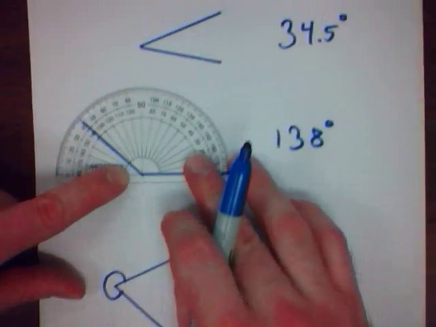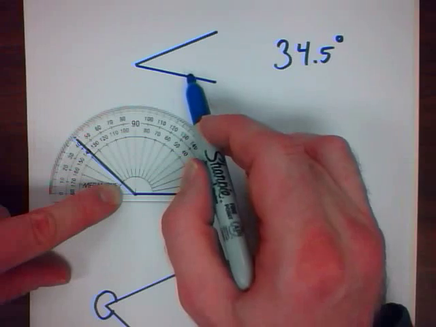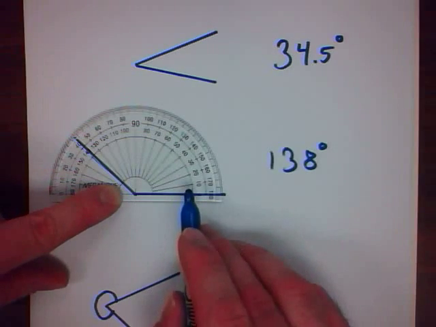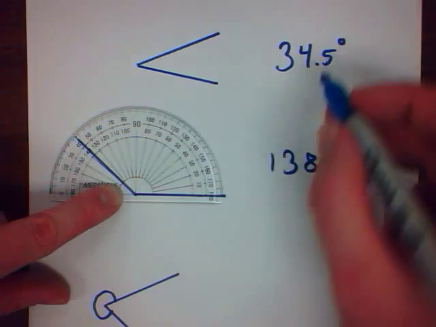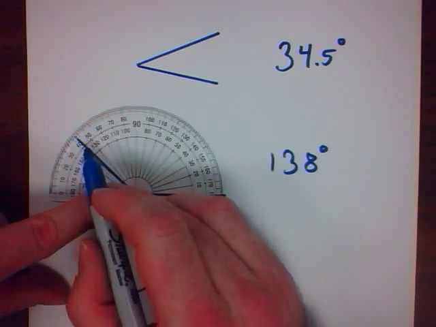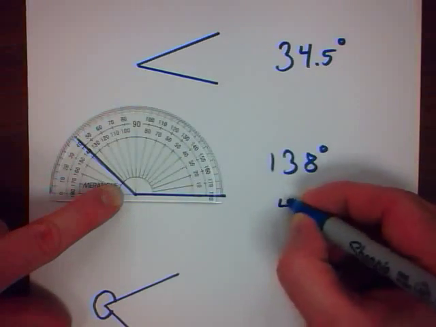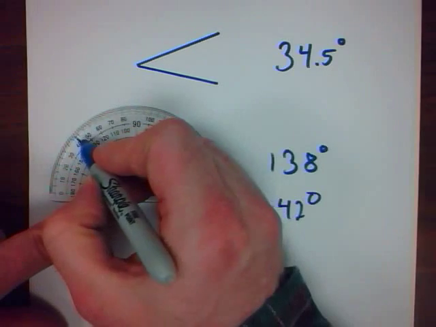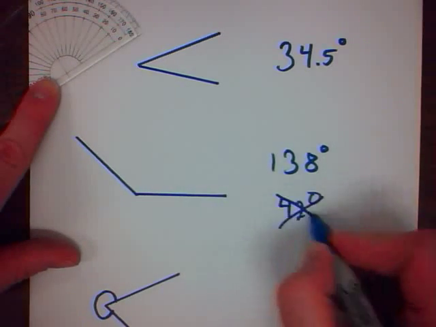Now, if you know your proper classification, you know that acute angles are less than 90 degrees, and that obtuse angles are greater than 90 degrees. You're going to be able to catch some of your mistakes and make sure you're using the correct set of numbers. If, for instance, I had written down this was 42 degrees, because that's what it reads over here, and I went, wait a minute, this is greater than 90? That can't work.